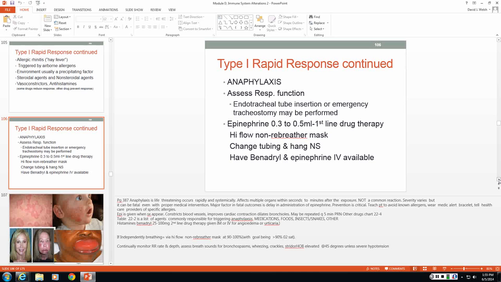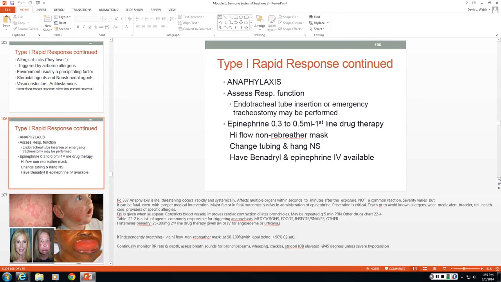Now, if the patient is independently breathing, they're probably going to be put on a high flow non-rebreather mask at 90 to 100% with a goal of having an O2 sat greater than 90%. These patients need to be continually monitored for respiratory rate and depth. You need to be assessing their breath sounds for any kind of bronchospasm, wheezing, crackles, stridor especially. Head of the bed needs to be elevated at least 45 degrees unless there's some type of severe hypotension going on.